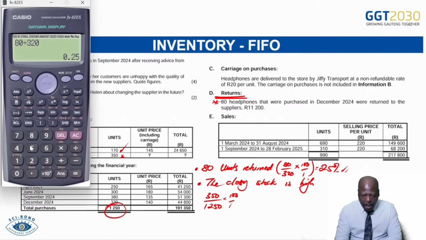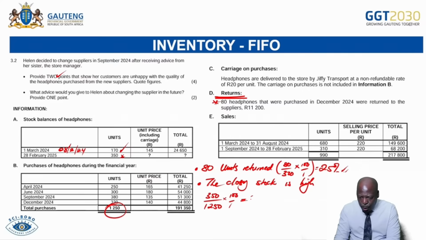We want to know what percentage our closing stock is of the total purchases. So we say 350, and then we divide that by 1,250, and then you multiply that by 100 as well, and you get 28%. So you realize that 28% of our purchases was closing stock. So we did not sell 28% of our stock, and that shows that customers are unhappy with our headphones. So you have 2 points over here.